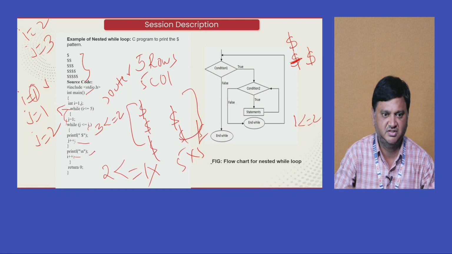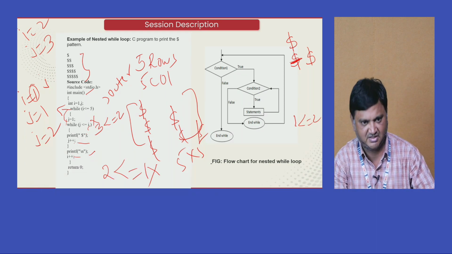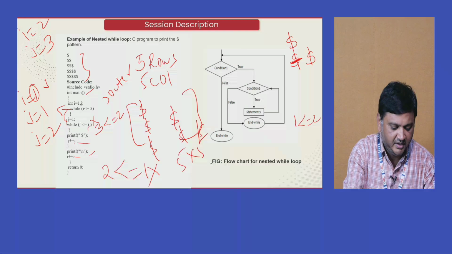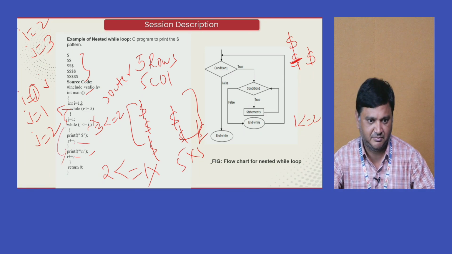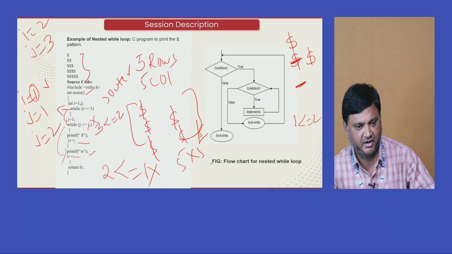Very good. Most of the students are giving the right answer. Your answer is the condition gets failed, sir. Yes, your answer is right. What I told you: once the condition gets failed, it comes out of the loop, and where is the cursor going to wait now? It comes to the new line. So my cursor comes to a new line. It is waiting in the third row to print the dollar.